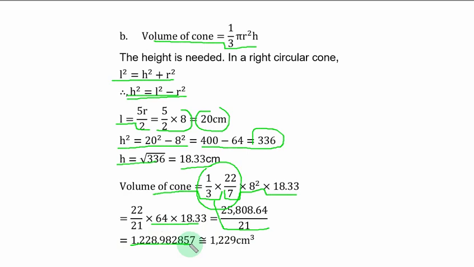To the nearest whole number, we are to consider 1228. The next number, 9, is more than 5. You round it up to 1 and you add it to 8. So the volume is 1229 cubic centimeters.